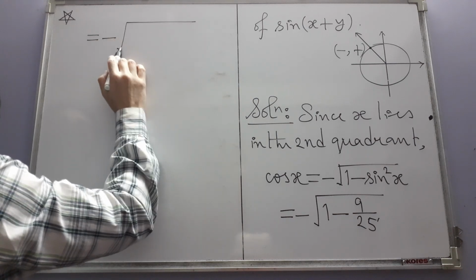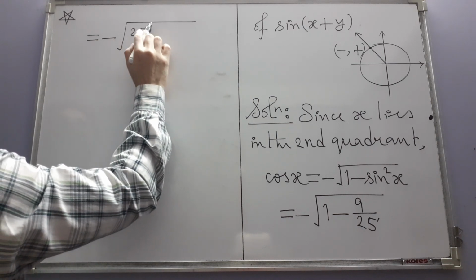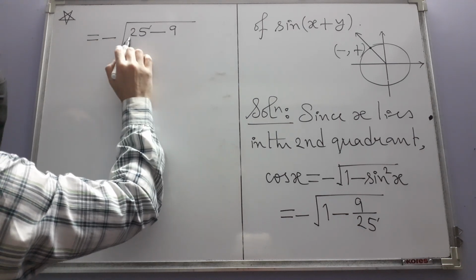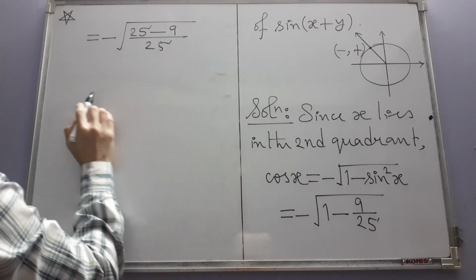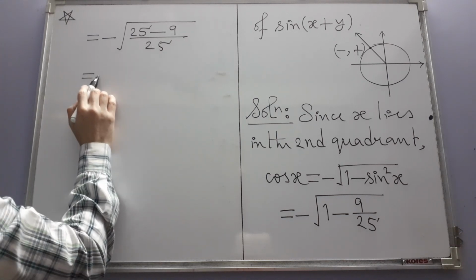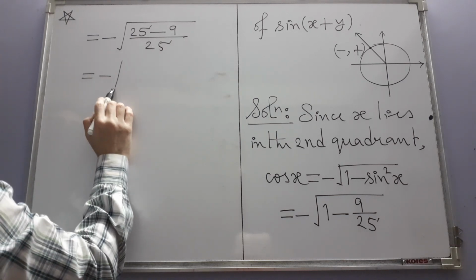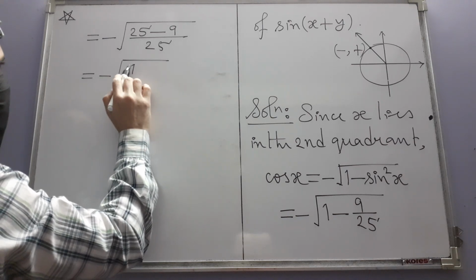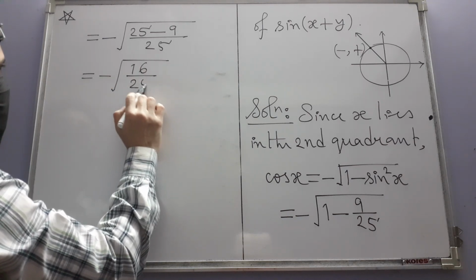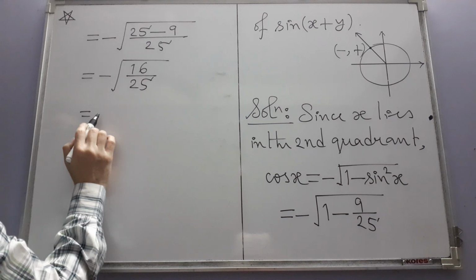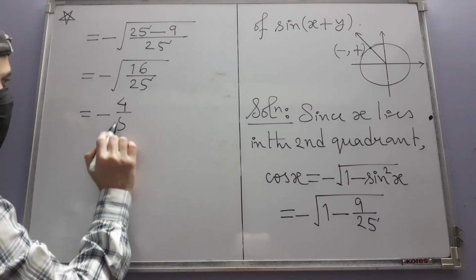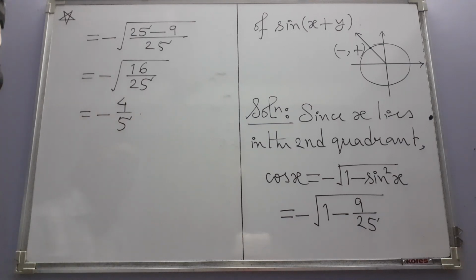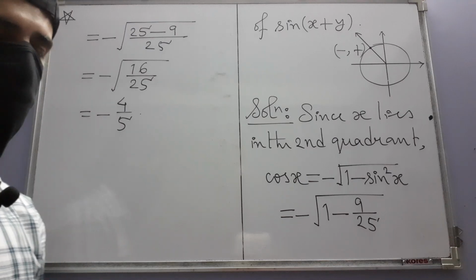So this becomes 25 minus 9 divided by 25, or 16 divided by 25. So that means we get minus 4 divided by 5. So that is our cos x.